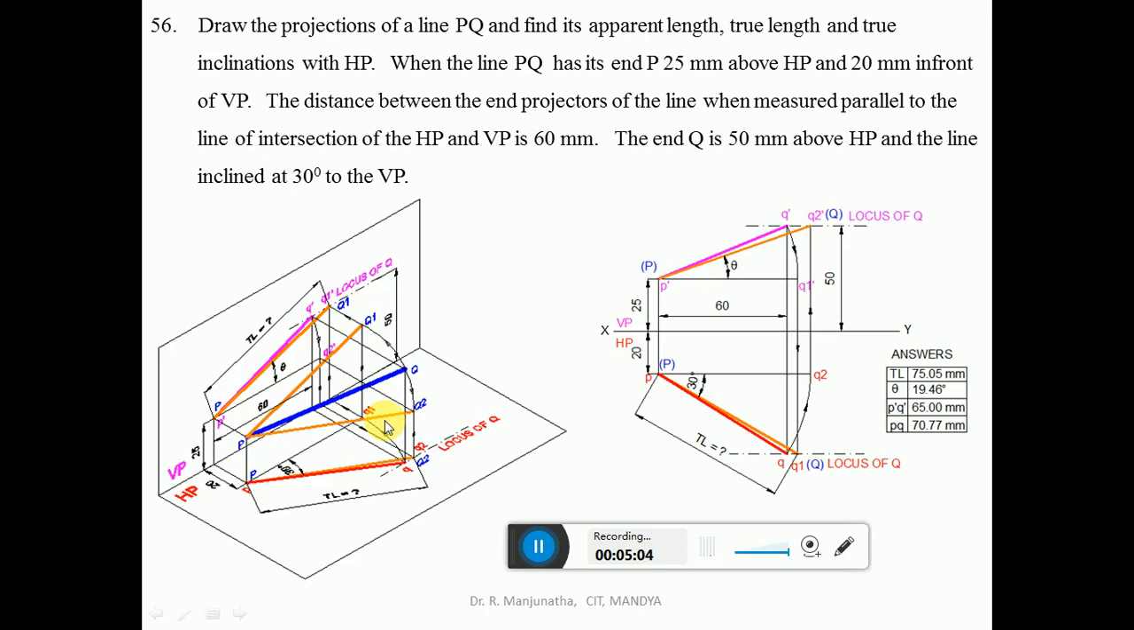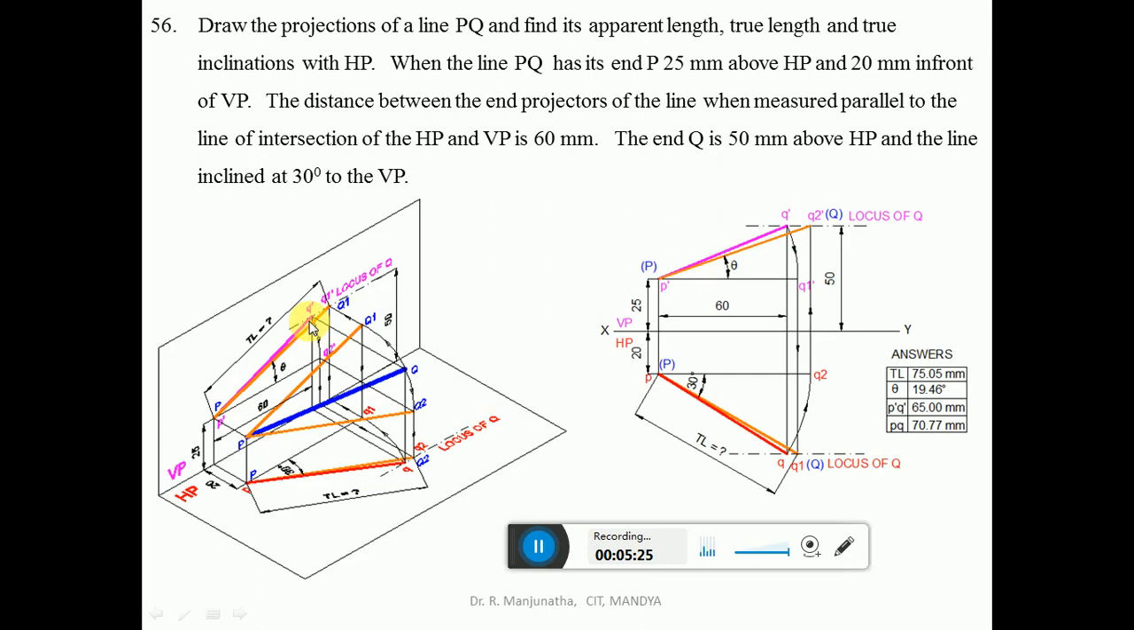Now we need to find the top view. We have got the true length here. Once you get the true length, now we have got the locus.